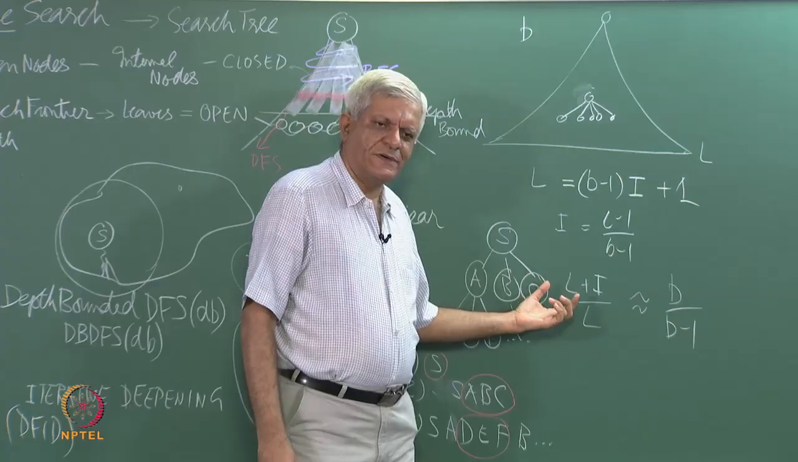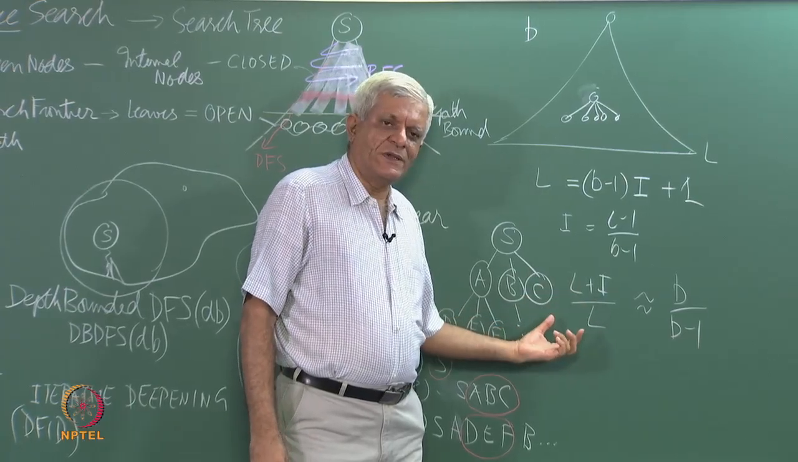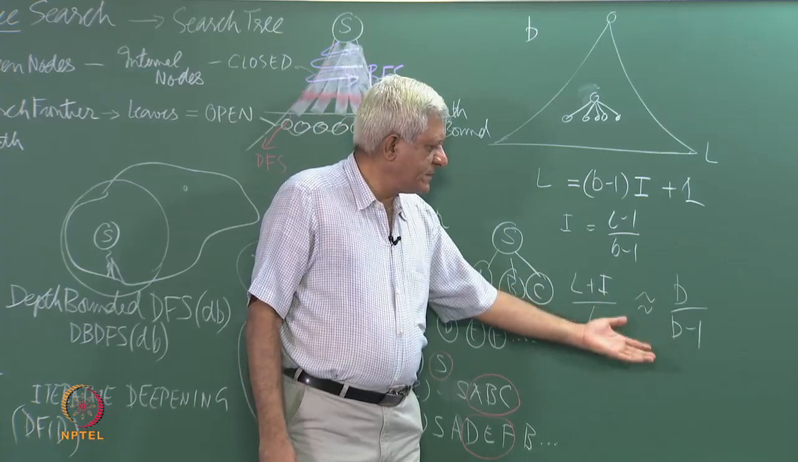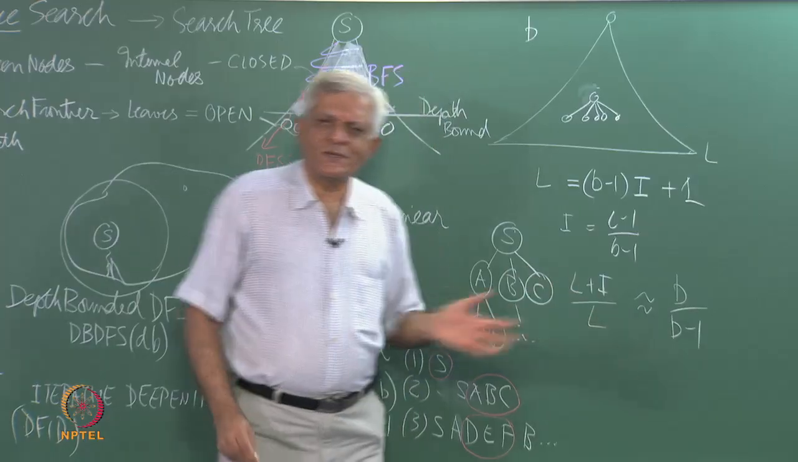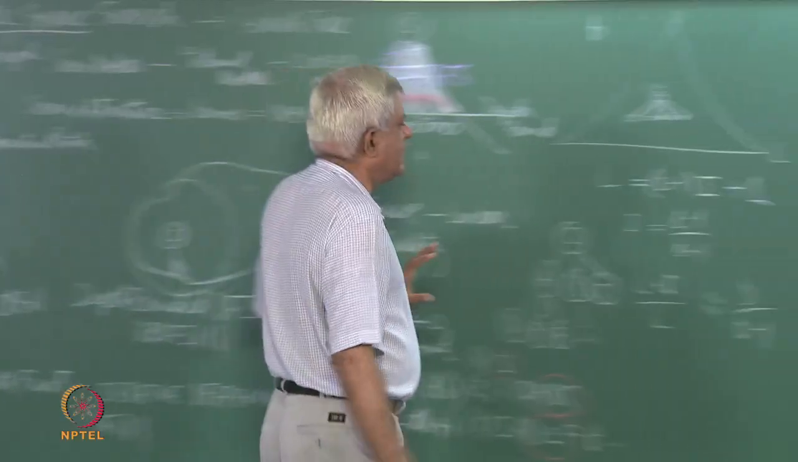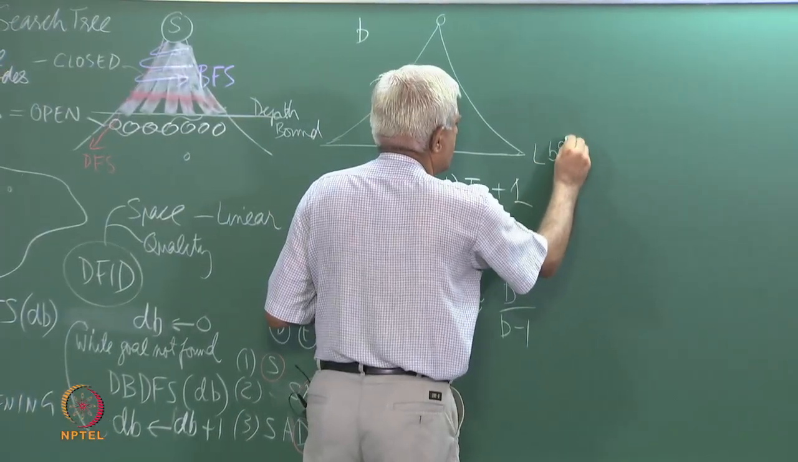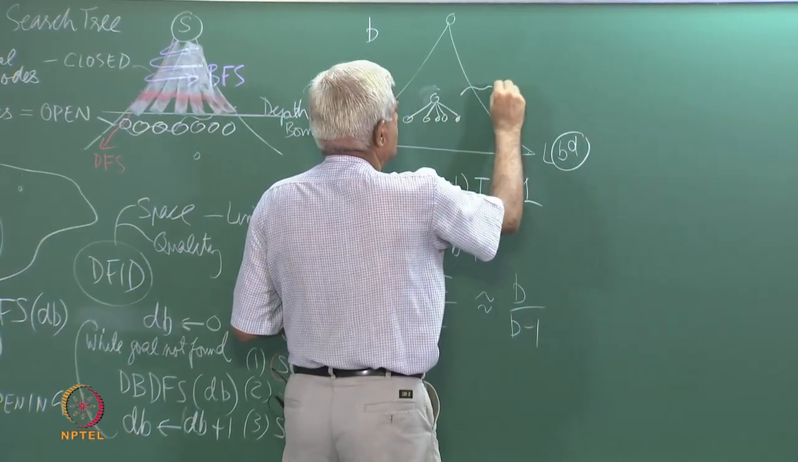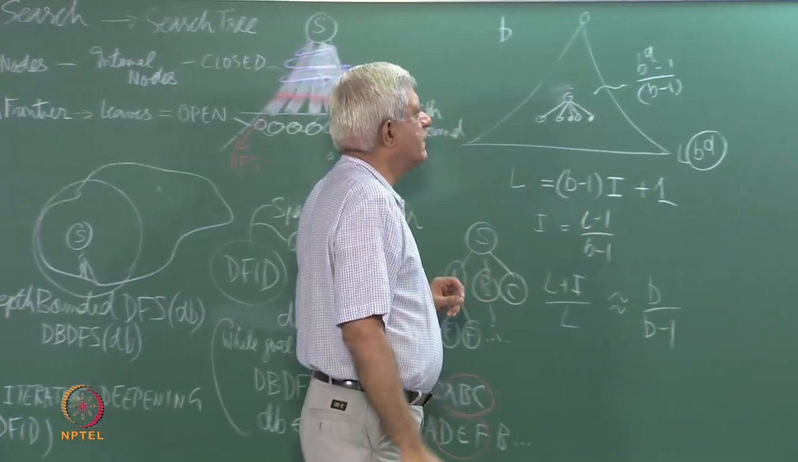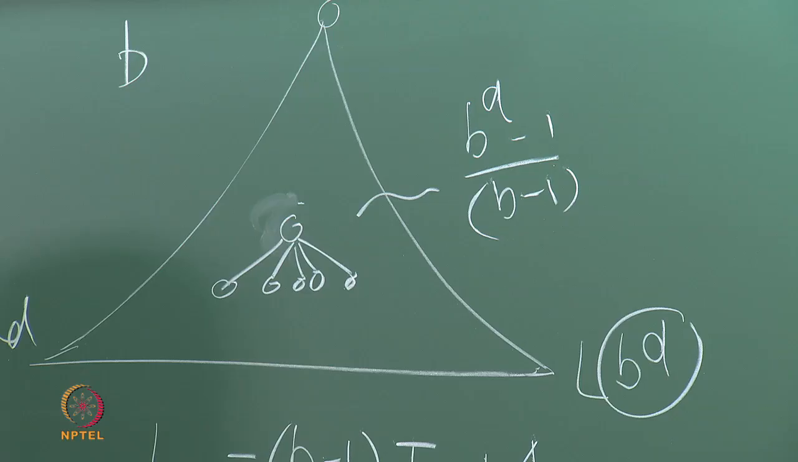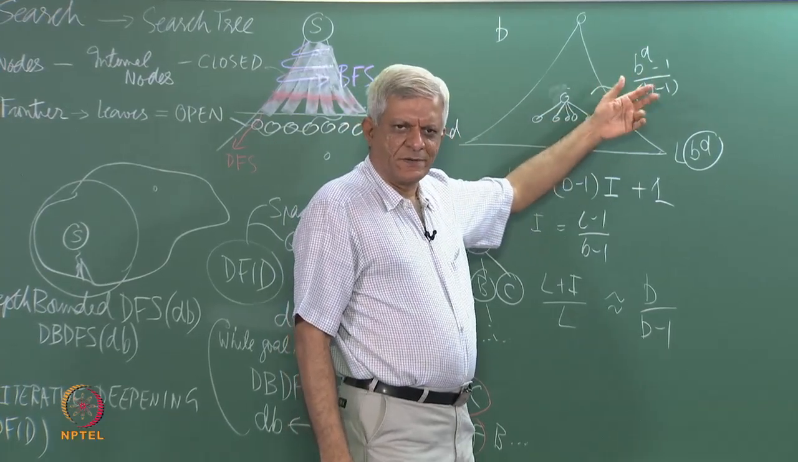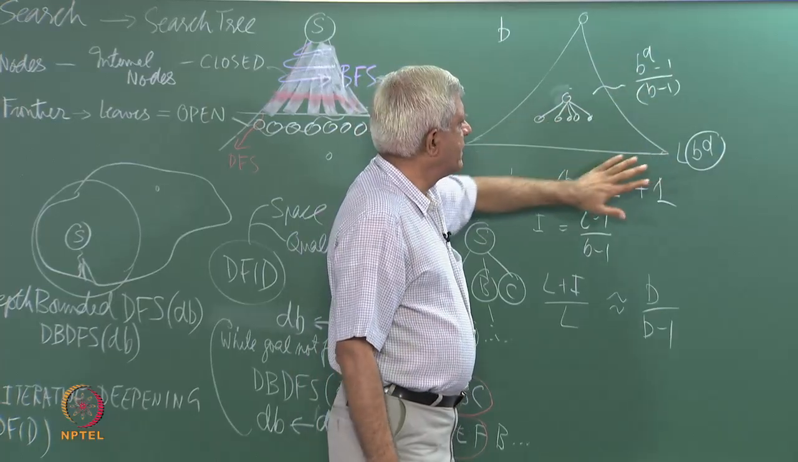We are saying that the amount of work which DFID is doing as compared to breadth first search is negligibly more, essentially just B over B minus 1 times more. That should not be surprising to you, because this is the nature of this beast, this combinatorial explosion, that we have B raised to D nodes in this layer, and all the internal nodes are B raised to D minus 1 by B minus 1. So, if you ignore that minus 1, let us say for large depth or large branching factor, you can ignore that.